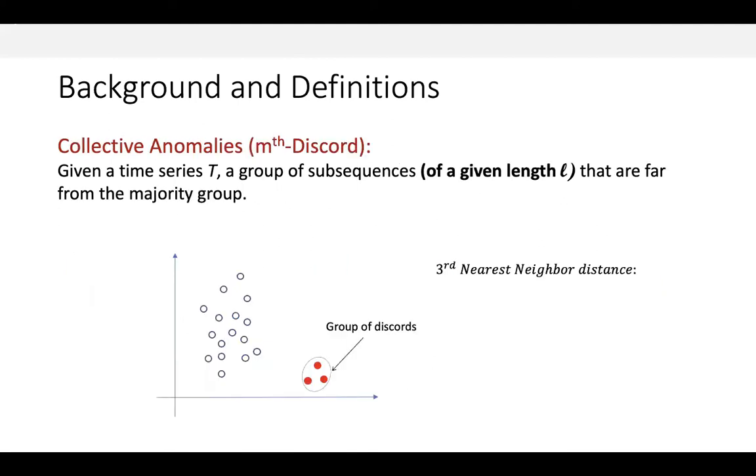To fix this issue and detect what we call collective anomalies, the M-discord has been defined as the subsequence with the highest distance to its M-th nearest neighbor. As an example, the red dots group is detectable using the third discord definition. However, the parameter M is difficult to set. For instance, when the data series is large, similar anomalies might not be correctly identified.